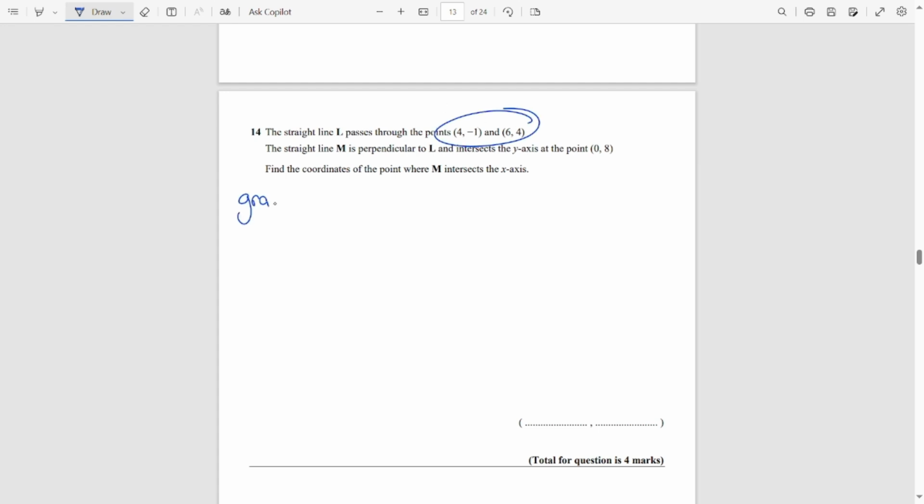So to work out the gradient between 2 points, we are going to use y2 minus y1, the difference between the y coordinates, over x2 minus x1, the difference between the x coordinates. So in my case, I have 4 minus the second y coordinate, so that's minus -1, which will become a plus in a moment. And then we are going to do 6 minus 4 on the bottom, x2 minus x1. So this is 4 plus 1, so that's 5 over 6 minus 4, which is 2. So this is the gradient of L.